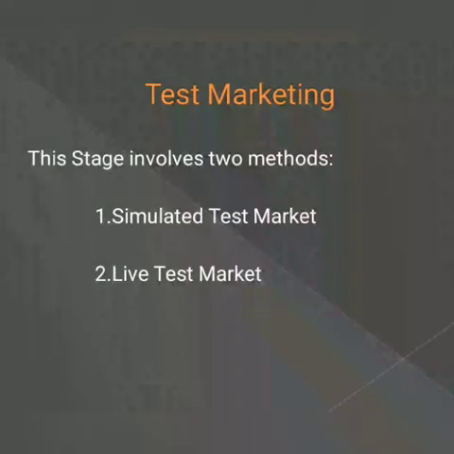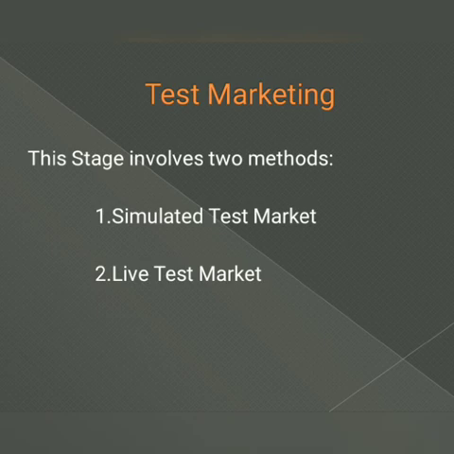The next stage of product planning and development is test marketing. Test marketing also involves two methods: first, the simulated test market, and second, the live test market. In the simulated test market, samples of your product are provided to consumers to measure both trial potential and reaction to the product. Whereas the live test market is used to measure the actual sales volume, track the sales rate, compare goals, identify the gaps, and investigate and close the gaps.